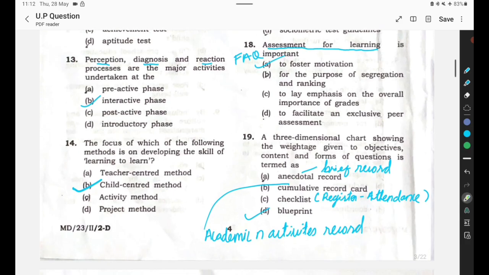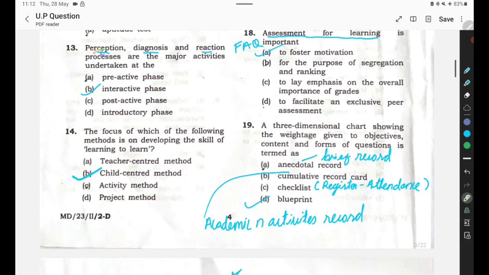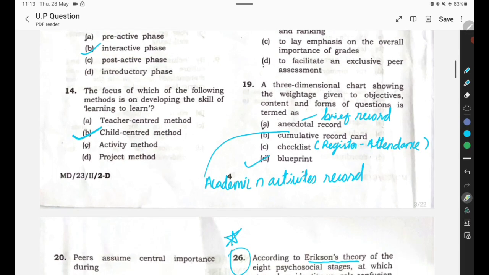Question number 13. Perception, diagnosis, and reaction processes are the major activities undertaken at the interactive phase. Question number 14. The focus of which of the following methods is on developing the skill of learning to learn? It is a child-centered method. Some of them are confused. They are giving this answer, teacher-centered method. Actually, because we, the children, are to learn that topic, it is a child-centered method.